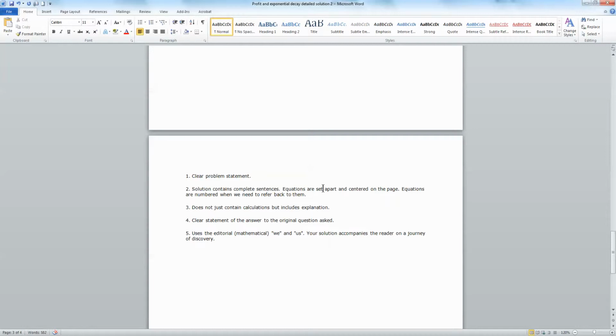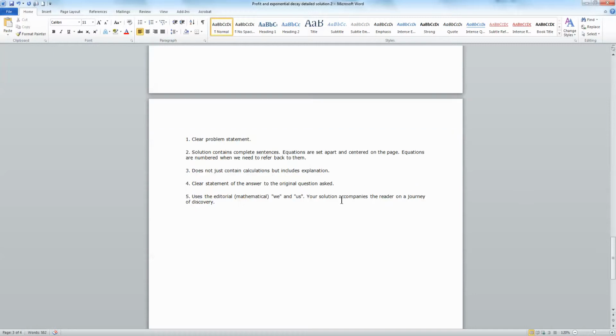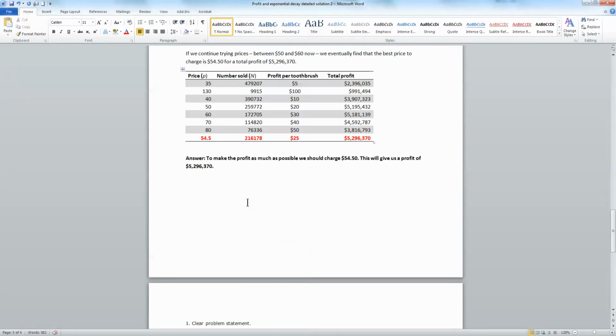Besides being set apart and centered on the page, equations are numbered when we need to refer back to them. So if you go back, you'll see that that very first equation was numbered 1 because we were going to refer back to it. The other equations we never referred to again, so we didn't need to number them. A clear statement of the answer to the original question, and notice that we used the mathematical or editorial we and us. Your solution is taking the reader on a journey with you through the solution to the problem, and so that's just one convention that we use in mathematics, where we say we do this and we do that.